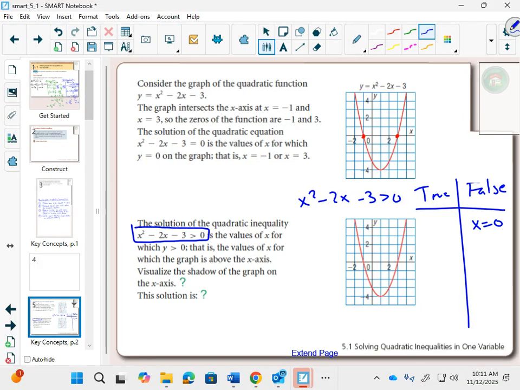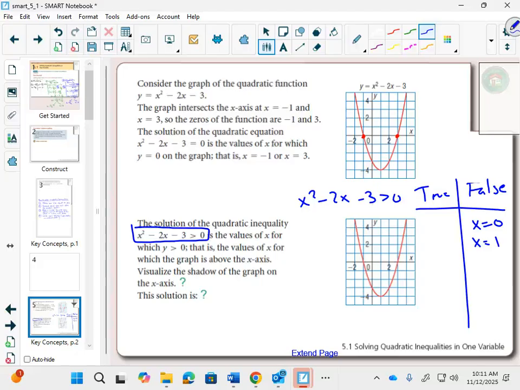Can you tell me a number that works? That you plug it in and it makes it true. 1. So I do 1. 1 minus 2 would be -1, minus 3, no. That'll be a -4, right? So I can put that here with the false one. That's the nice thing about this chart. You try a value, and it's going to work or not work, but you're going to be right as long as you put it in the right column.